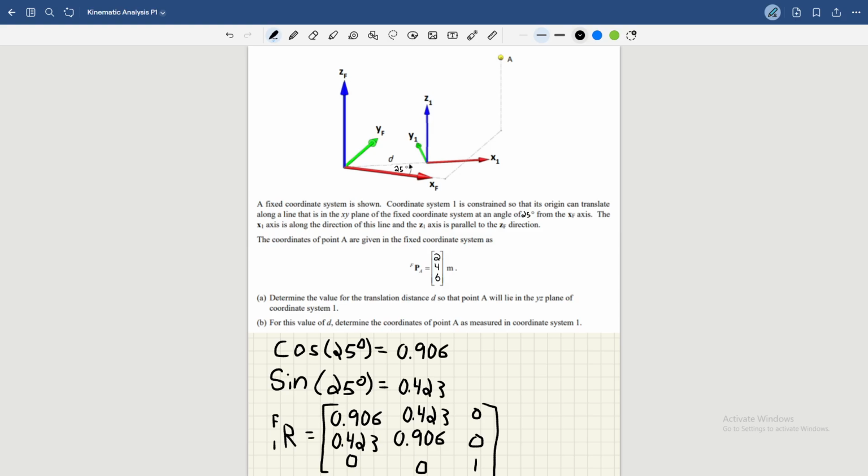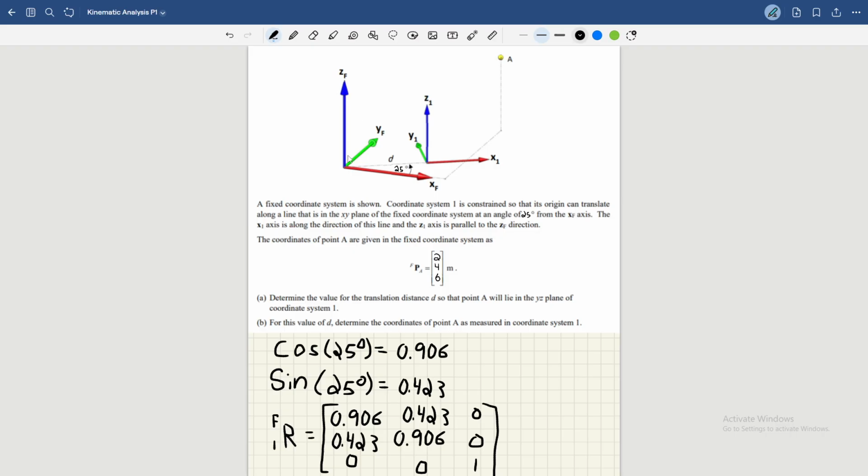Hello everyone, so today we're doing a coordinate transformation problem. A fixed coordinate system is shown. Coordinate system 1 is constrained so that its origin can translate along a line that is in the xy plane of the fixed coordinate system at an angle of 25 degrees from the xf axis.